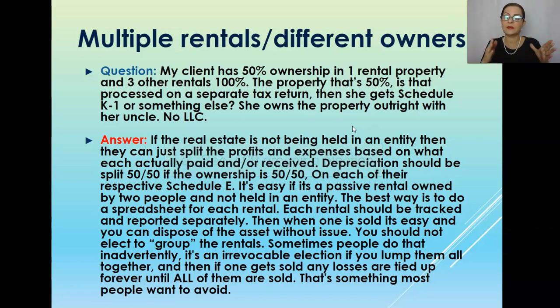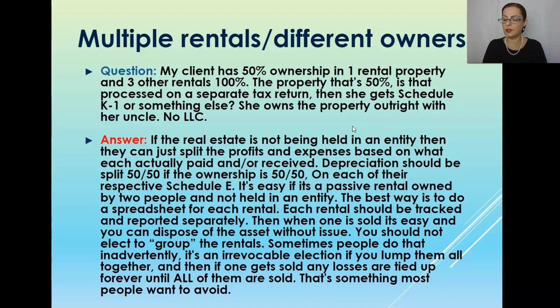Okay, so what ends up happening when you make a grouping election for the rentals, then it's an irrevocable election, and if one gets sold, and they're grouped together, then all the losses get tied up together into that group. Okay, so if you lump 3 rentals together and you group them together, then if one of those rentals gets sold and it has losses, then those losses are tied up into that group until you sell all of them. Okay, so that's something that most people want to avoid.